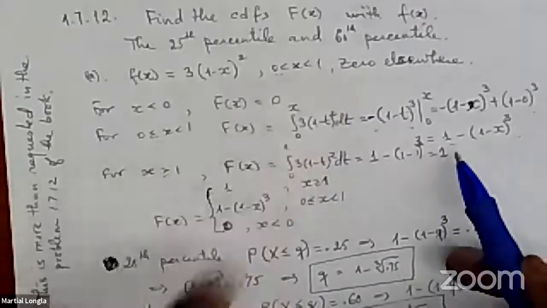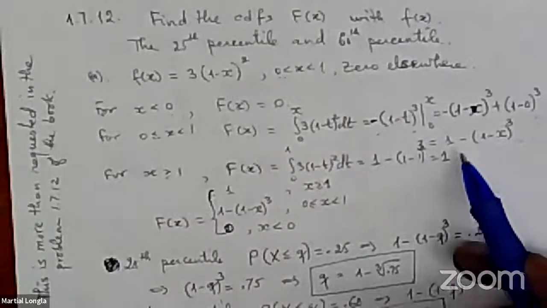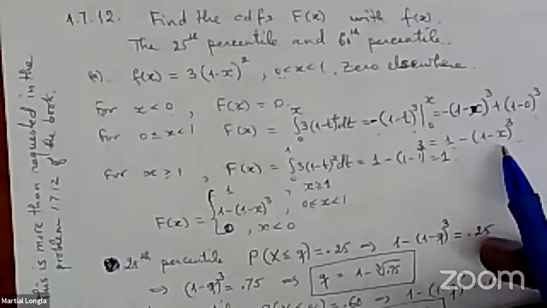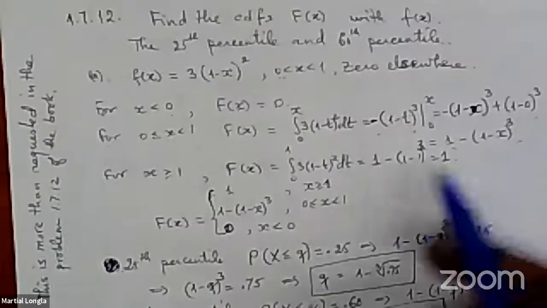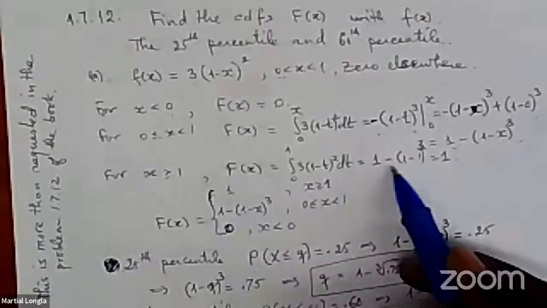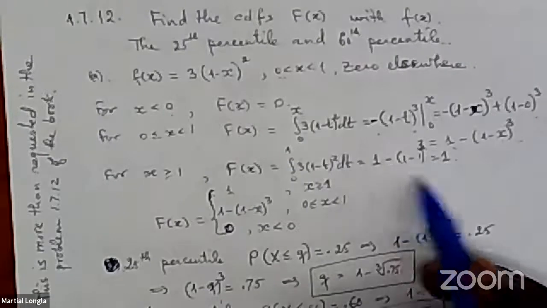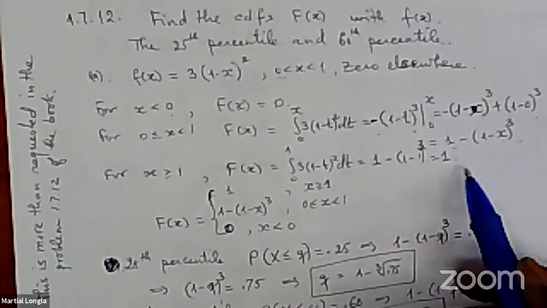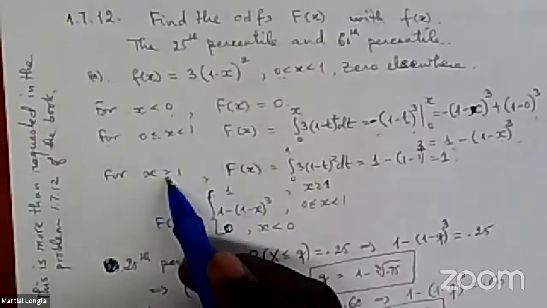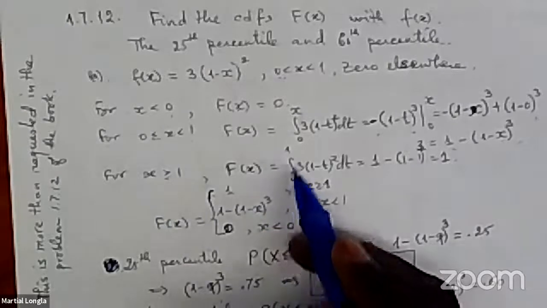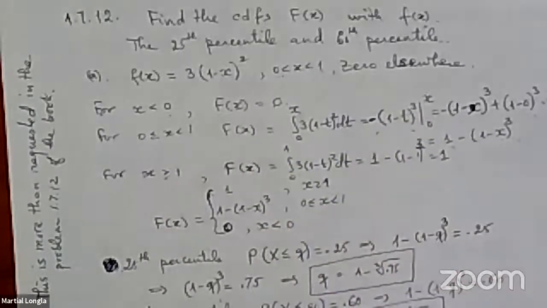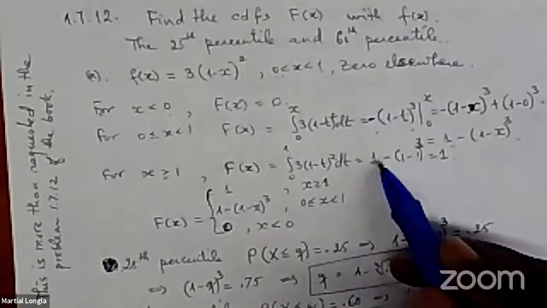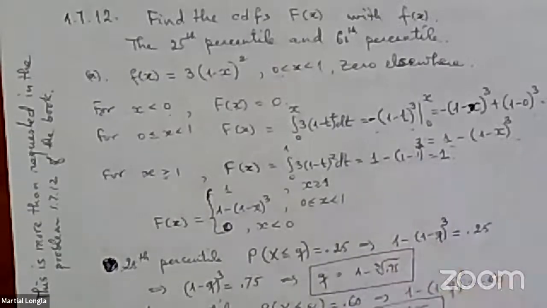So right here, when I end this, the first thing that comes to my mind is, okay, when I plug in 1, what happens? 1 minus 1, 0 cubed, 1 minus 0, 1. Okay, so I'm fine. That's why when I'm doing this last part, I'm not even thinking. I already know the answer is going to be 1, because what I'm getting when x is larger than 1 is capital F of 1, computed from there. That's why I just write 1 minus 1 cubed, knowing it's 1.